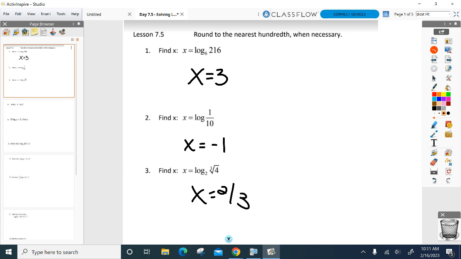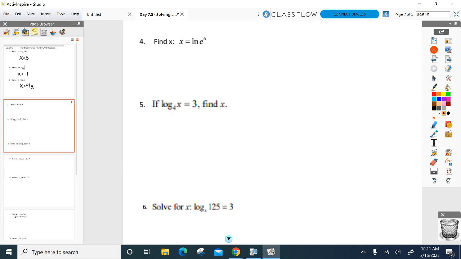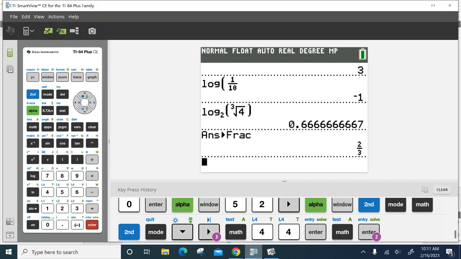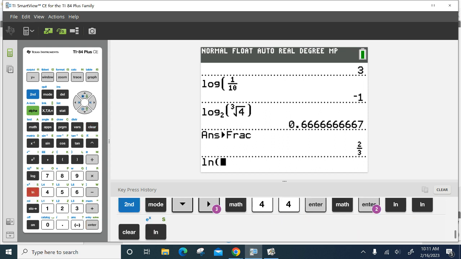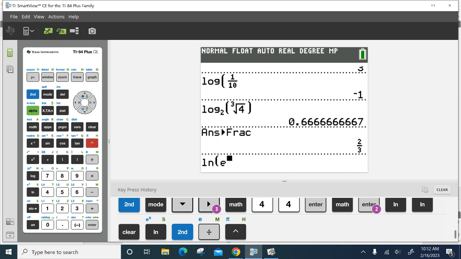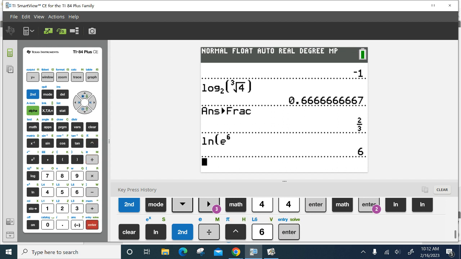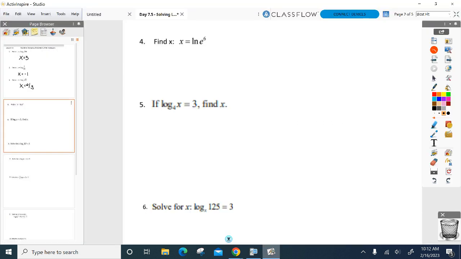And then one more where I can just use the calculator to help me. X equals ln. That's another type of log. So ln is right to the left of the number 4 on your calculator. ln, and remember where e was. I don't need to go over that again. Right above the division sign, raised to the 6th. The ln and the e basically cancel each other out there. That's great. Your calculator can do it.